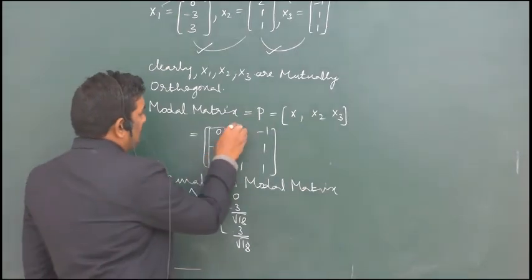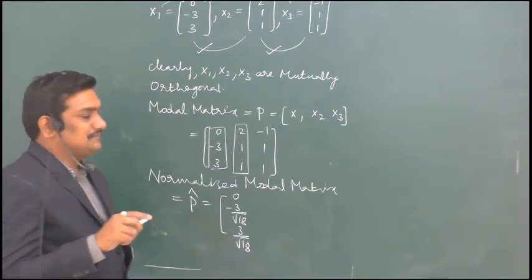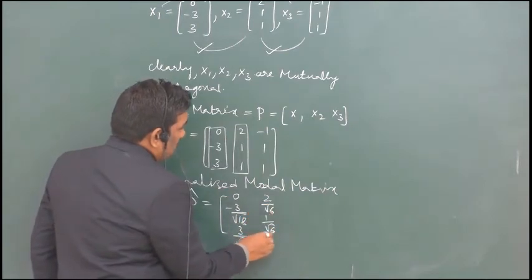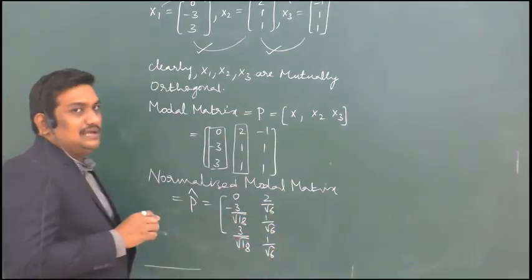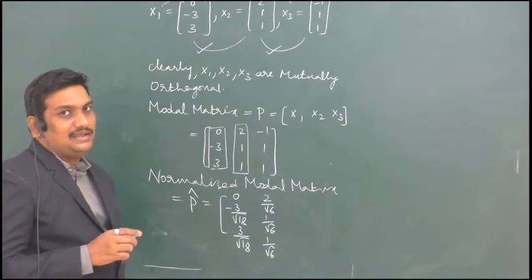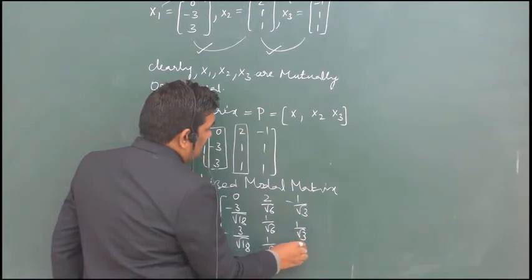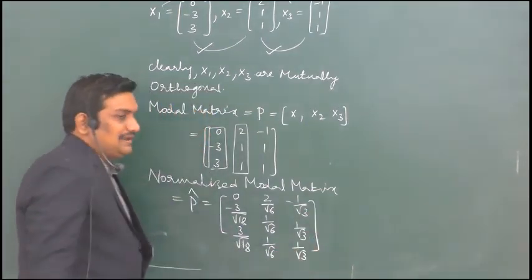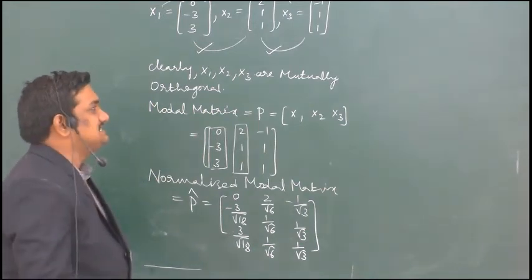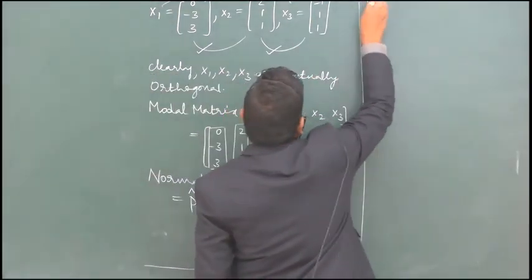Now take the second column, find its length. Length is 4 plus 1 plus 1. It is root 6. It will be 2 by root 6, 1 by root 6, 1 by root 6. Take the last column. The last column length is square root of minus 1 square plus 1 square plus 1 square. It is root 3. Divide each element by its length. It is minus 1 by root 3, 1 by root 3, 1 by root 3. So it is the normalized model matrix. It is obtained by dividing each column by its length. Now let us start with the quadratic form.